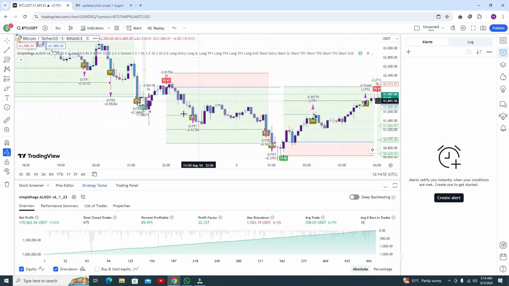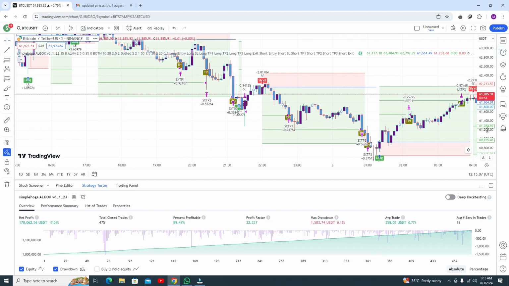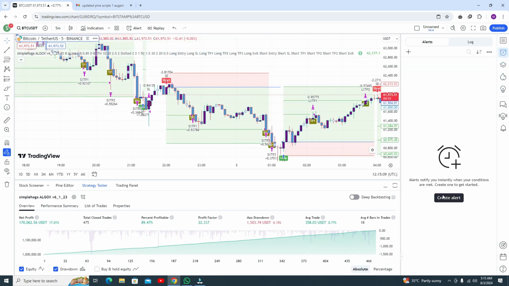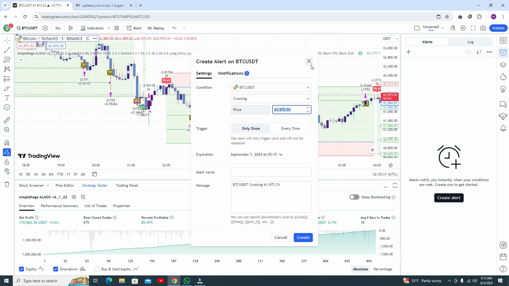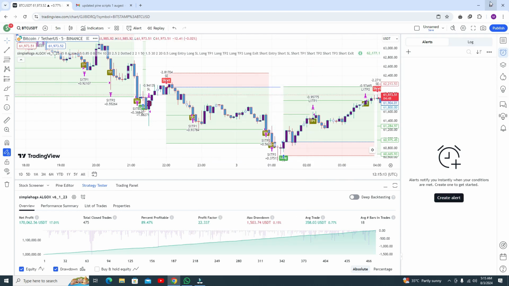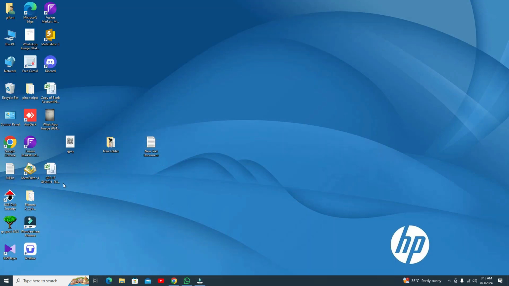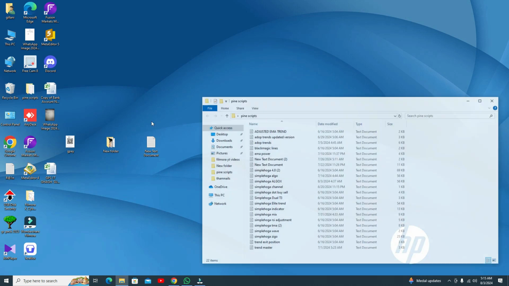I have to show you the previous indicator, and then we need to talk about this indicator, how it works, how you can get this algo, how you can use it, how you can add this algo to your TradingView chart, and how you can add alerts. Just create an alert. So first of all we need to watch the previous one, and these are my Pine scripts.